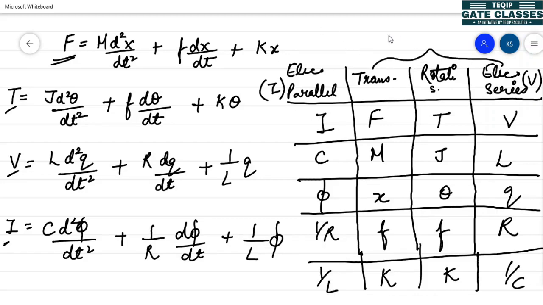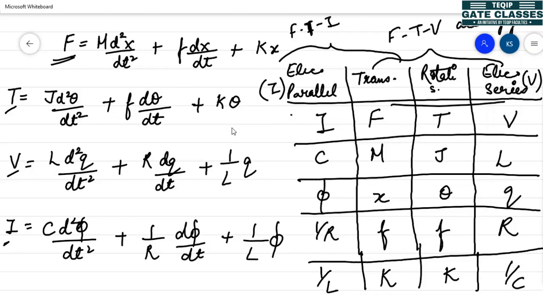This analogy is known as the FTV analogy, whereas this analogy is the FTI analogy. Force torque voltage analogy, and this is force torque current analogy.